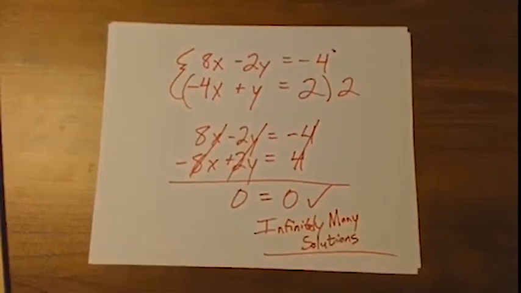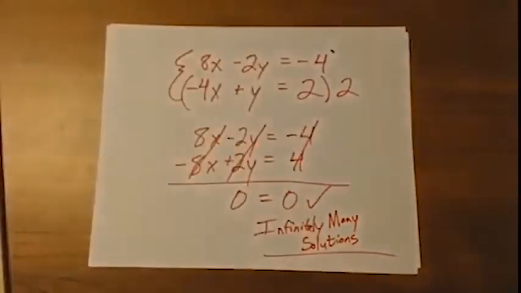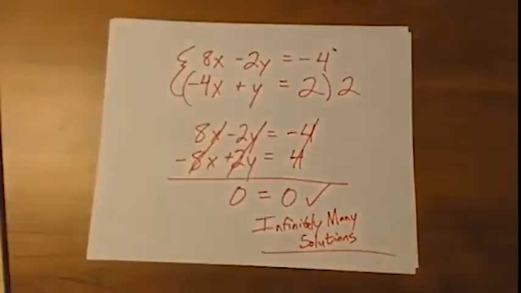Why don't I just say all real numbers? Well, in this case, all real numbers would not be an accurate description. You can't put any number in for x and any number in for y and have it be a solution. There's infinitely many solutions of the form 8x minus 2y equals negative 4. You can pick a value for x and solve for y, and that will be a solution to the system. There are infinitely many solutions.